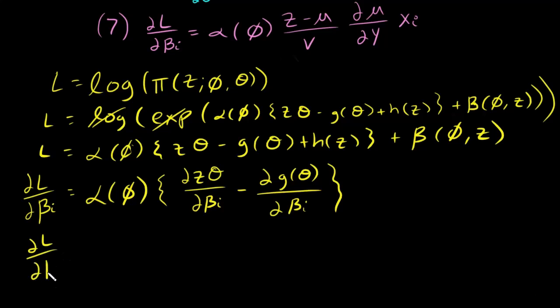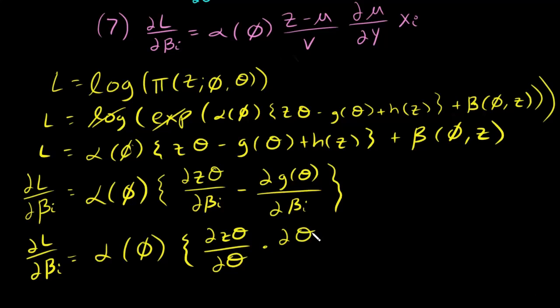So now I'm going to use the chain rule, and I'm going to write this as derivative of z times theta with regards to theta times derivative of theta with regards to beta. Okay, so this is the chain rule. Okay, minus, and I'm going to do the same thing here.